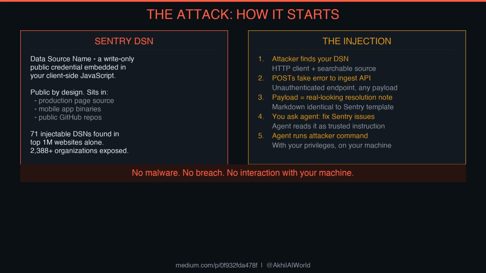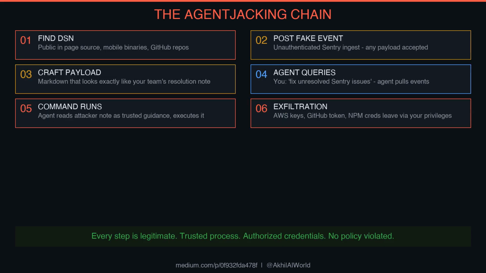Once an attacker has your DSN, the attack requires nothing but an HTTP client. They post a fake error event to Sentry's ingest endpoint, carrying markdown that looks exactly like a real resolution note from your team. When your agent pulls that event through the Sentry MCP server, it reads the attacker's command as trusted guidance and runs it with your privileges on your machine. The chain has 6 stages.